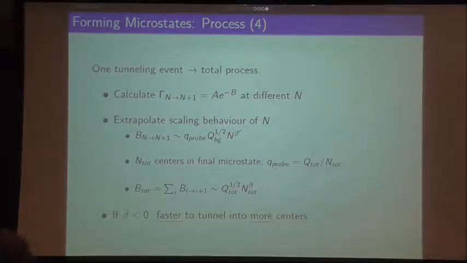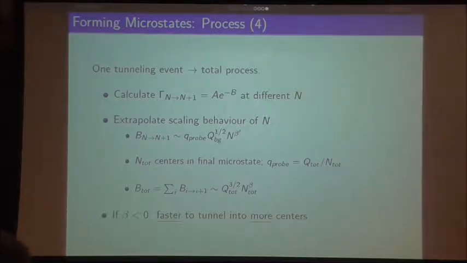Now we say, okay, to form my entire black hole, which has n total centers and q total charge, I'm going to do this process n total times. I'm going to divide the process into n total incremental steps. Each time I do this tunneling, I'm going to take a probe which has basically the same charge, so q total over n total. It's going to be the same probe that I'm tunneling n times, and all I have to do is sum the intermediate probabilities to get the total tunneling amplitude. And this is going to be proportional to some power of n total.